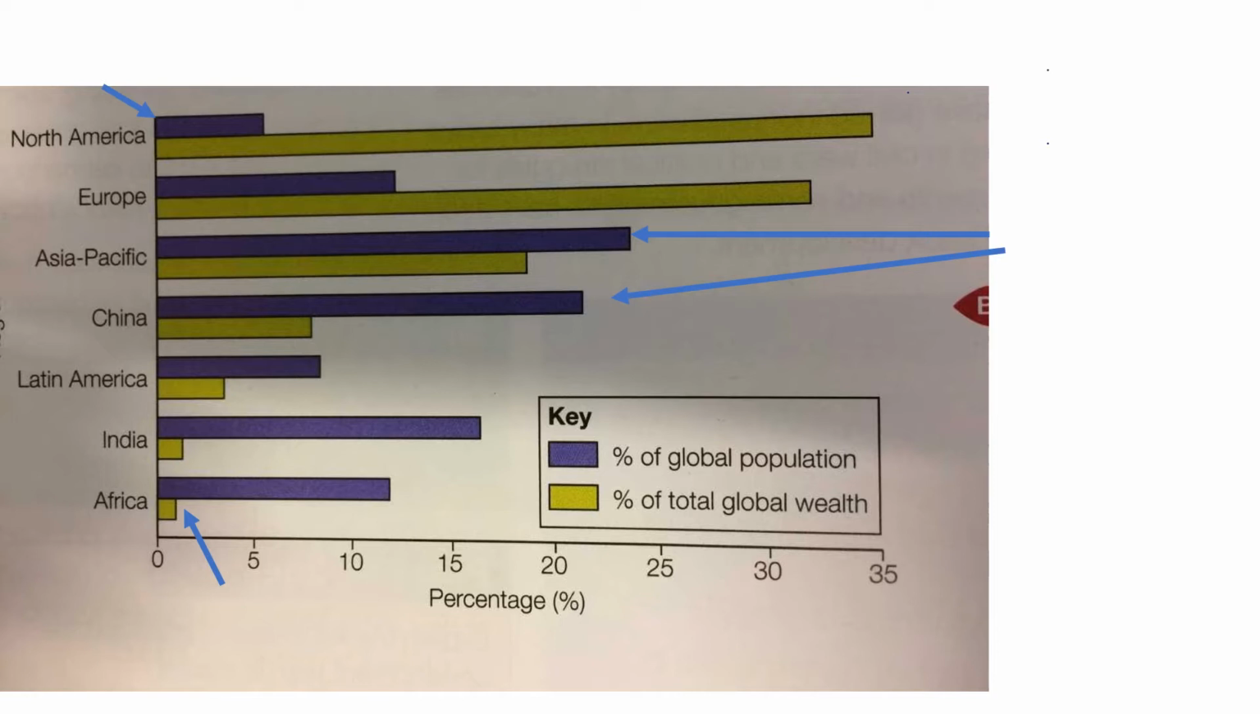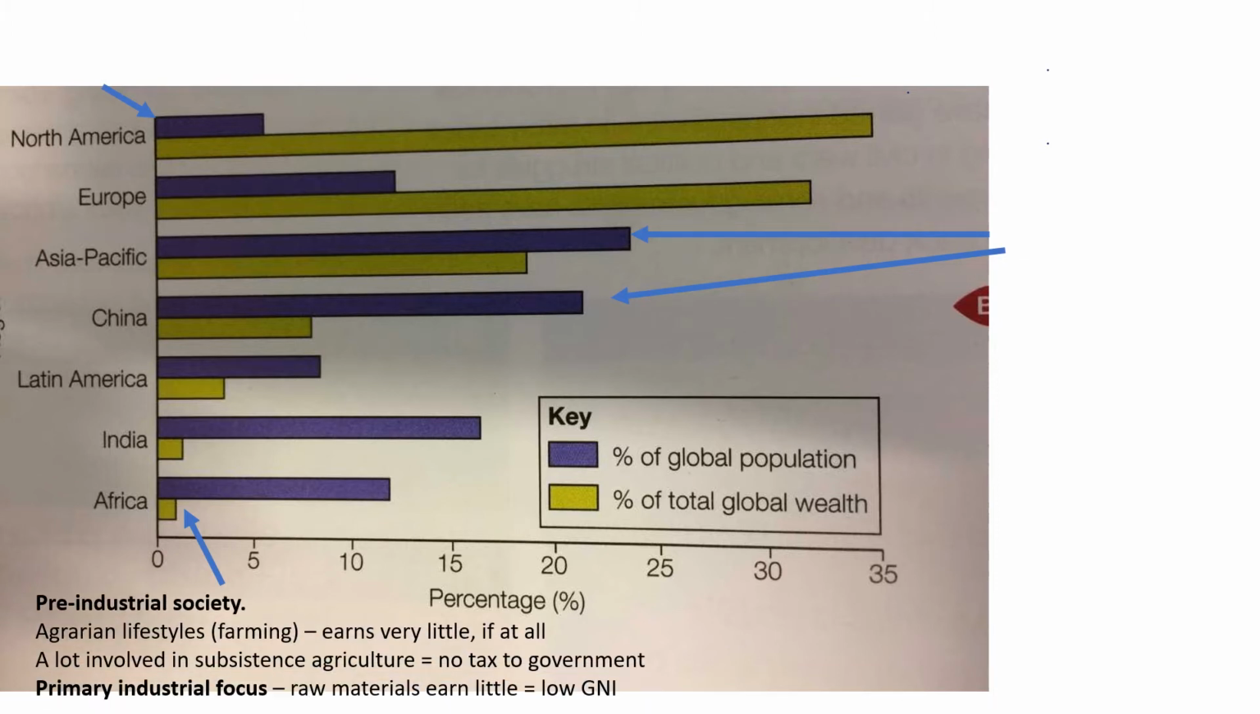Let's just talk through this then and explain why. So why is it that Africa contains such a small amount of global wealth? Well, again, you might want to make one or two notes on this, and it links really into yesterday's lesson. Africa is like a pre-industrial society. So pre means before, so before the development of industries, and industries are what manufacture goods. So think back to yesterday's lesson when you were learning about why it is that they are poor. A lot of people in Africa will live agrarian lifestyles. That means that they are heavily involved in farming.